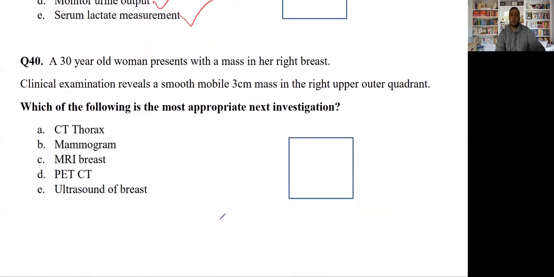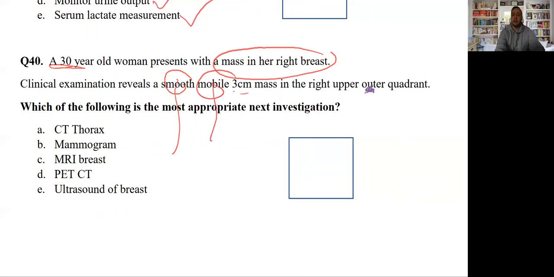The last question in this MCQs paper, a 30-year-old woman presents with a mass in her right breast. So here we have a mass in the right breast. She is 30 years old, a young lady. Clinical examination reveals a smooth, mobile, highly mobile, 3 centimeter mass in the right upper outer quadrant. These characteristics indicate a benign type of breast mass. Most likely it is fibroadenoma. Which of the following is the most appropriate next investigation?